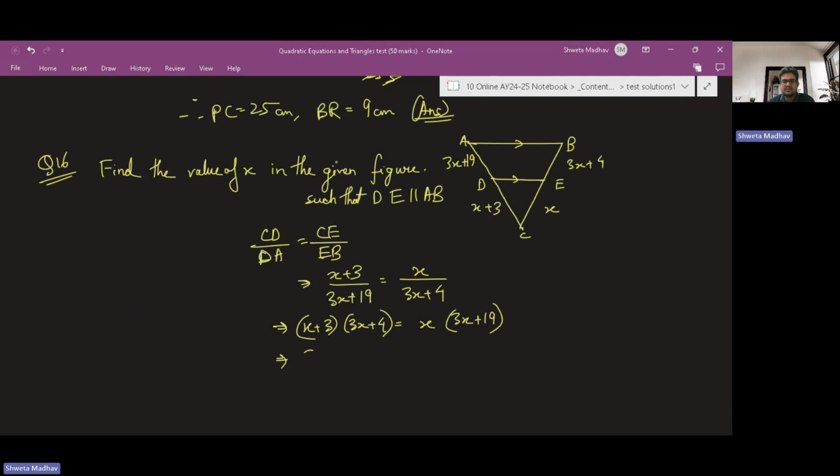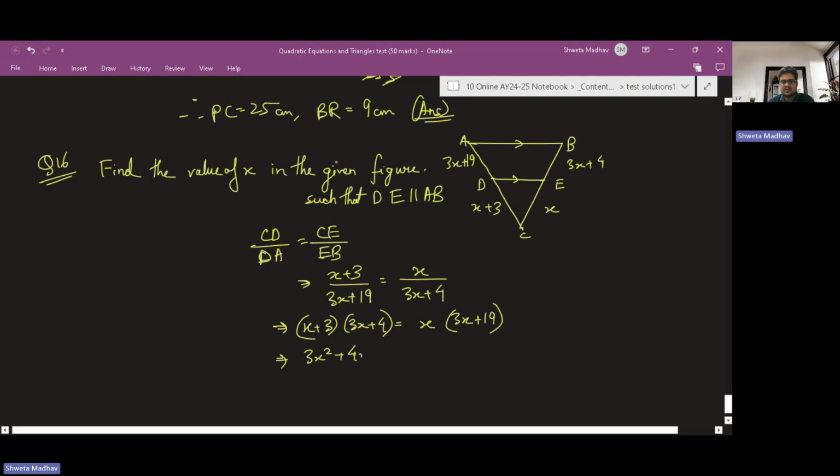So multiplying out, that will be 3x squared plus 4x plus 9x plus 12, which will be equal to 3x squared plus 19x. 3x squared will get cancelled. This will be 12 equal to 19x minus 13x, since 4x plus 9x is 13x. That means 6x is equal to 12. So x is equal to 2. So x equal to 2 is the answer.